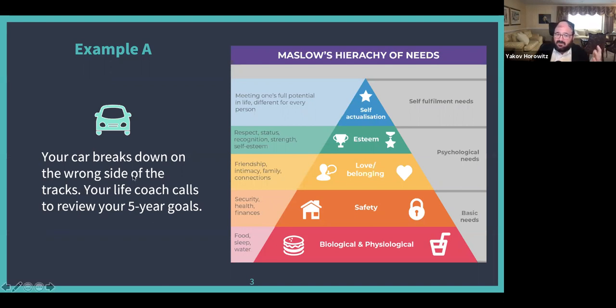Your car breaks down on the wrong side of the tracks. That's an American expression for in a bad neighborhood. At that moment, your life coach calls to review 5-year goals, okay? Now just imagine your car breaks down in an area that you're not comfortable with. You have 2% battery left on your phone. And then you get a phone call, let's do a different example than this.